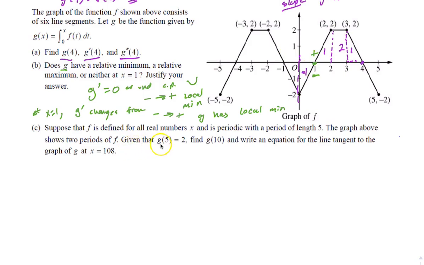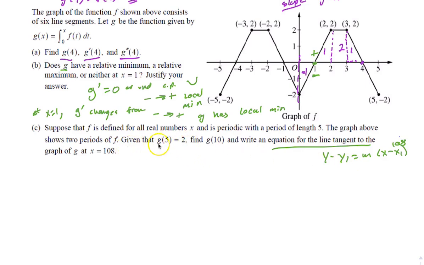Given that g of 5 equals 2, find g of 10 and write an equation of a line tangent to the graph of g at x equals 108. Ooh, so lots going on here. Right, so write an equation of a line tangent, so I know I'm going to do y minus y1 equals m times x minus x1. That's my goal, to get there. And they want x to be 108. So I still got to find the derivative at 108, and I got to find the y value at 108. So a couple things I got to fill out here.